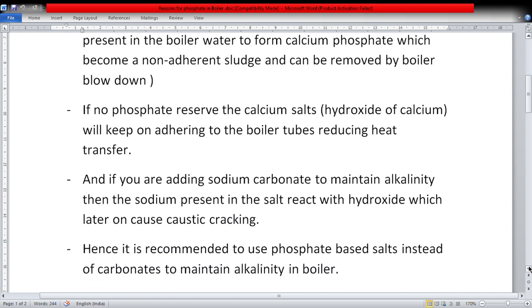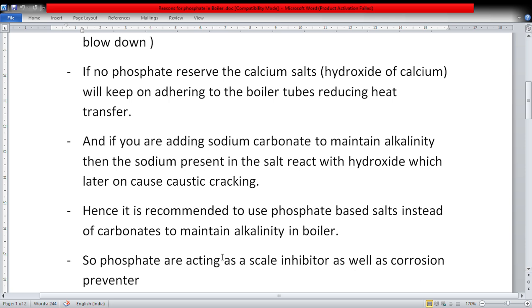And if you are adding sodium carbonate to maintain alkalinity, then the sodium present in the salt reacts with hydroxide, which later on causes caustic cracking. This is another problem, because there is an alkalinity range of the boiler that has to be maintained. Hence it is recommended to use phosphate based salt instead of carbonate to maintain alkalinity in the boiler.